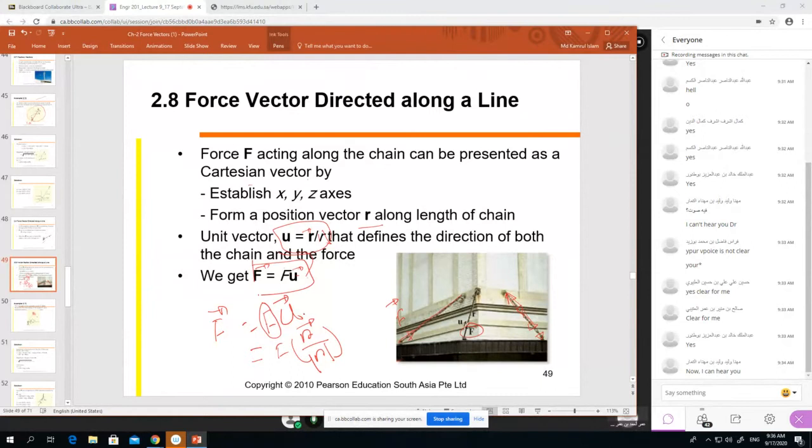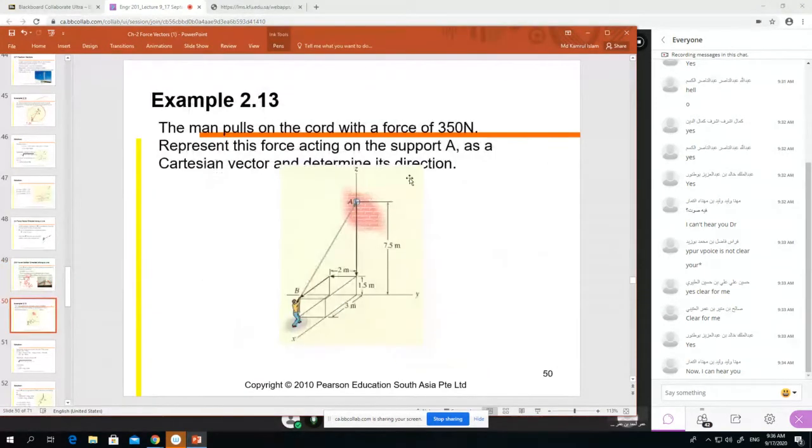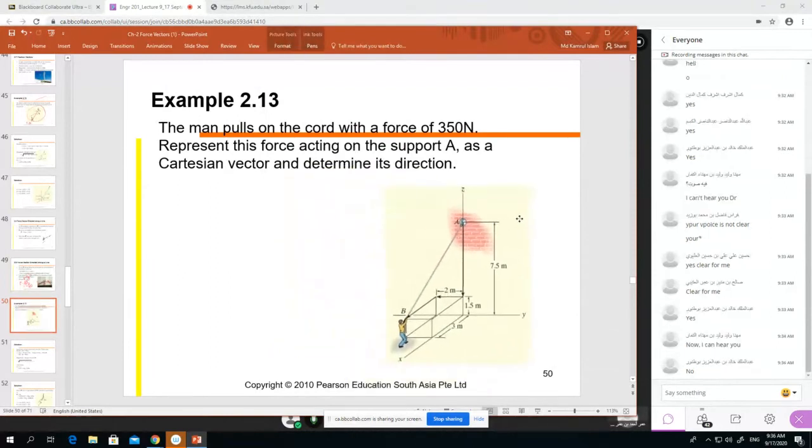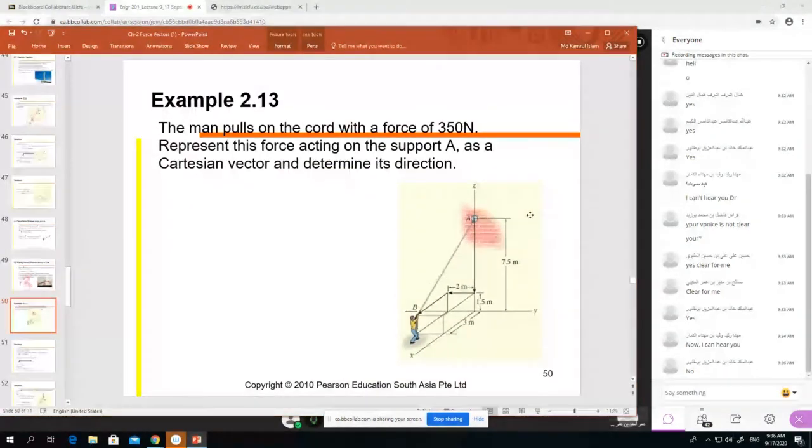Any question you have here? Any question you have? Here it is very simple. Okay. Let's do an example here. We'll do the example here. No question. We will do the example.